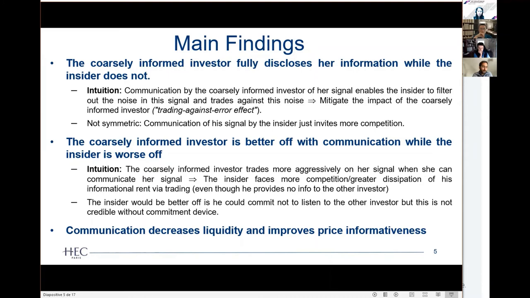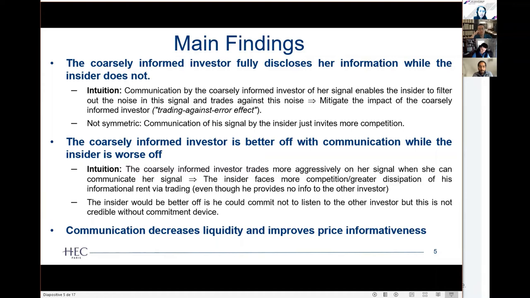And the other nice result, which is not obvious, is that the guy who communicates always makes more profit. That's sort of intuitive because otherwise he would not. The less intuitive result is that the guy who receives the message would be better off not listening to the message, a bit like Odysseus and the mermaids. But he cannot commit to that. Because he cannot commit not to listen, and he would be better off deviating from a situation in which he would say, well, I'm not going to listen to you, the insider is worse off in equilibrium.